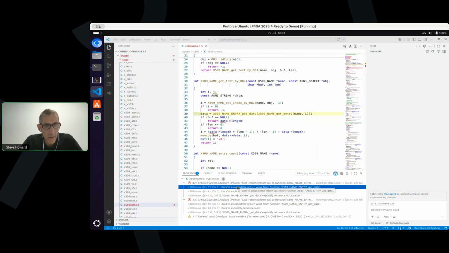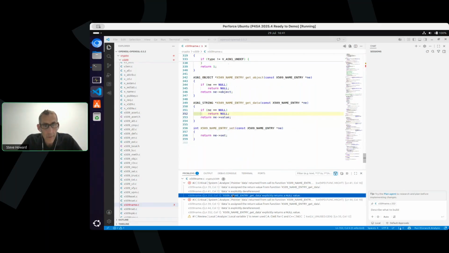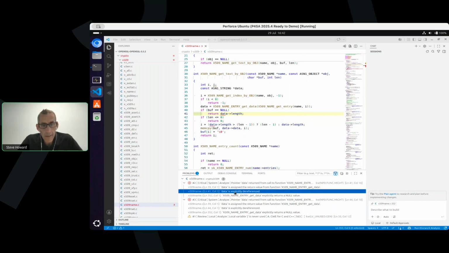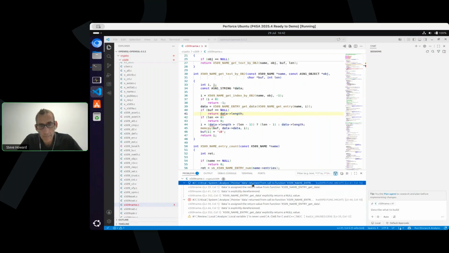So in other words, here we're assigning the result of the X509 name entry get data function to the data pointer, and then if we click through, we can actually see where that null return comes from within the function. So this is where the X509 name entry get data can return a null value, and of course then finally where that is explicitly dereferenced without being previously checked to see if it could be null. So this is where it's an unprotected dereference. That's where the problem can occur.